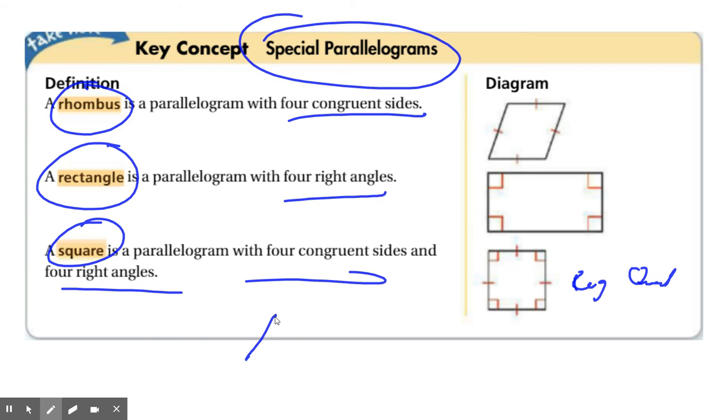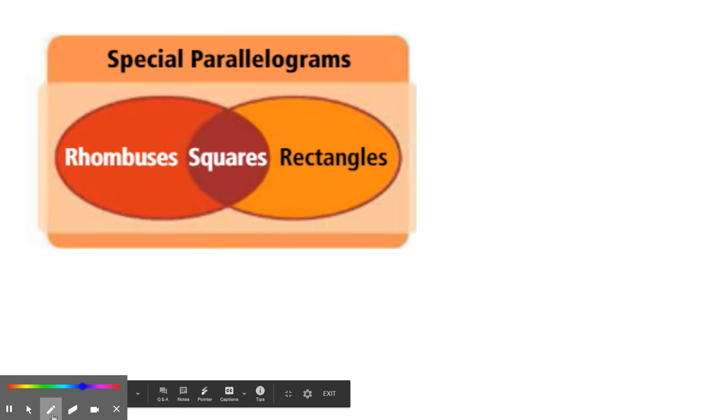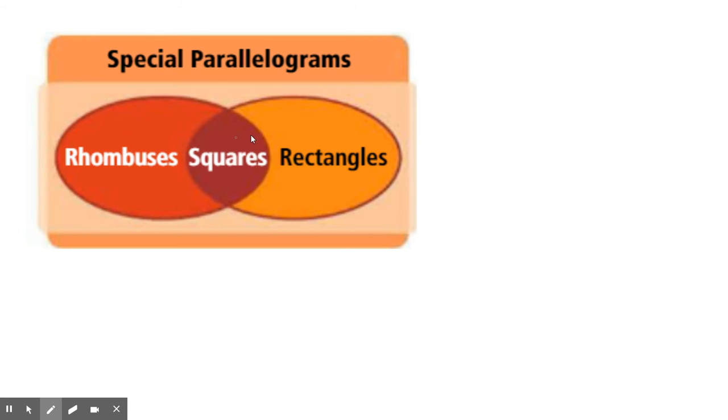So in triangles, the equilateral triangle is the regular triangle. In quadrilaterals, the square is the regular quadrilateral. Notice here, this Venn diagram is showing you that a square is just the marriage of a rhombus and a rectangle. So squares have all the properties of rhombuses and all the properties of rectangles.